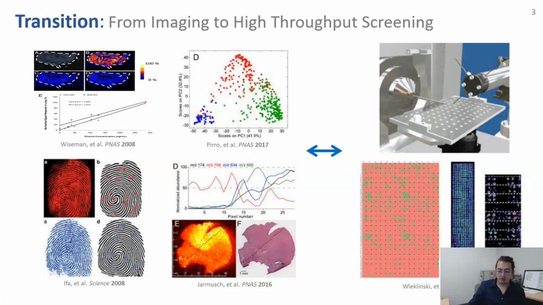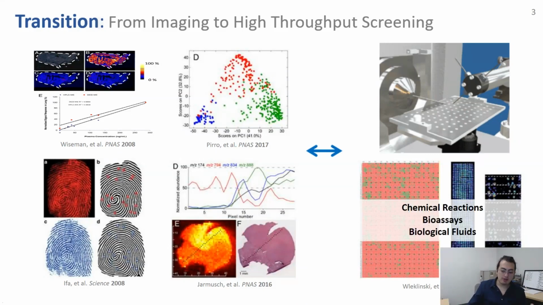And that's how you obtain some of these figures here on the bottom right corner, where you're imaging a generated array of reaction mixtures, and you're getting, for example, where you generated your products of these reactions. And you can apply this not only to reaction mixtures, but you can create an array with biofluids, you can create an array with biological assay samples, and so on and so forth.